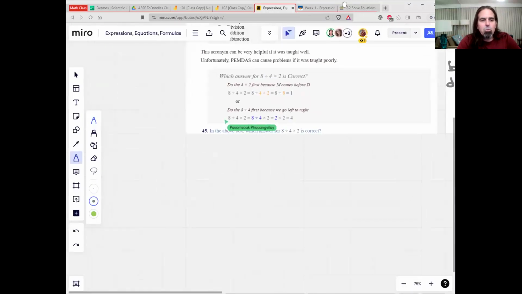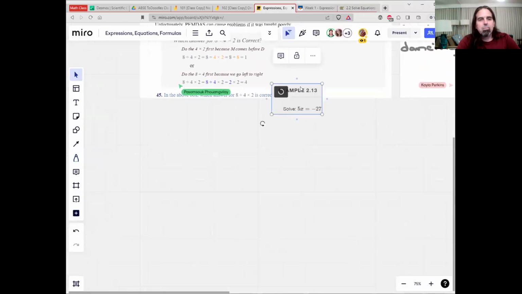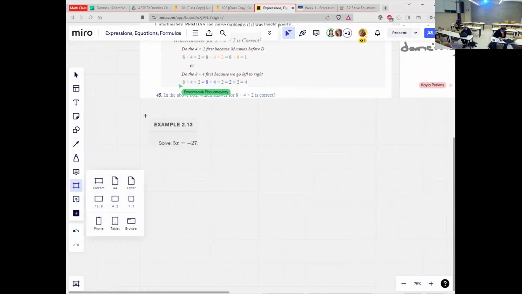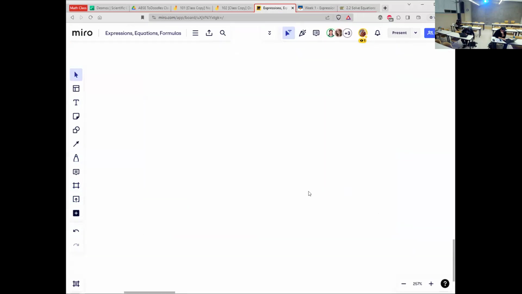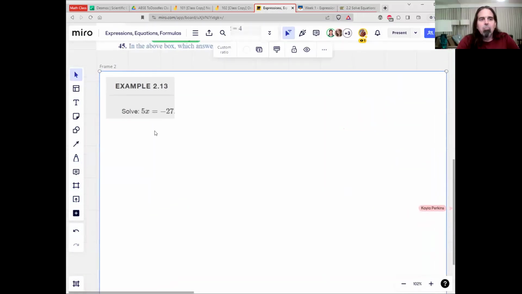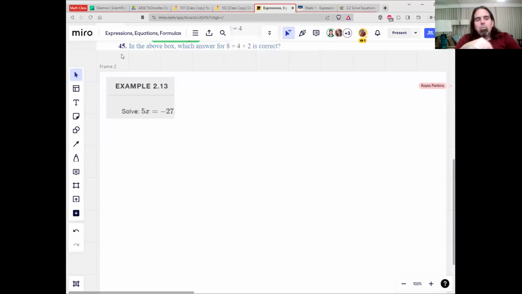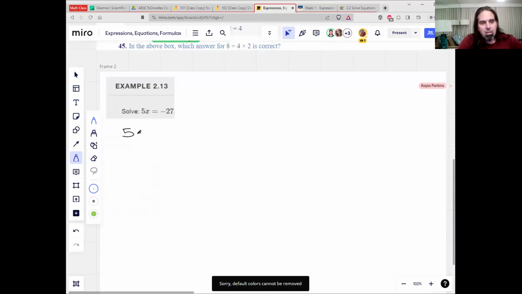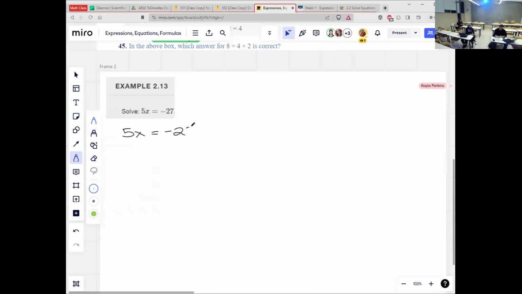Okay. 5x equals negative 27. Is this too much to start with? Should we do one without a negative as our first one? Let's go for it. Okay, we'll be brave. We'll go for it.